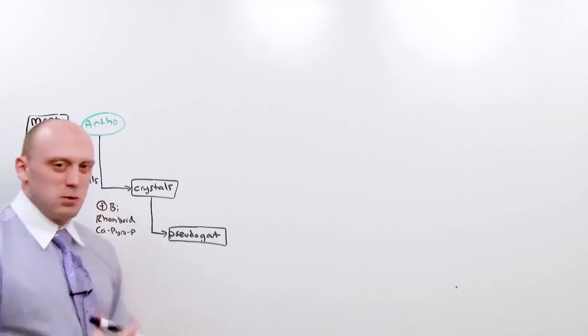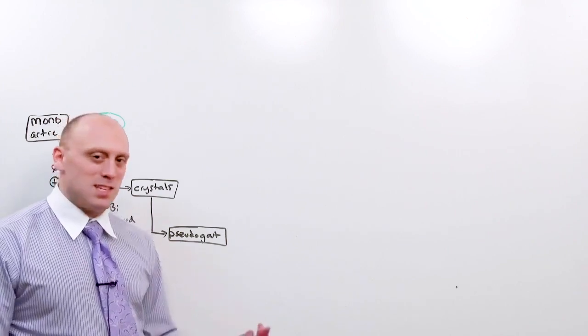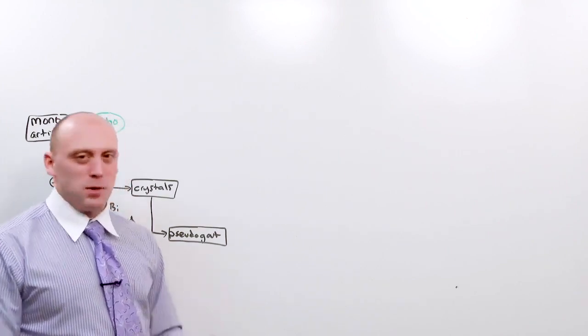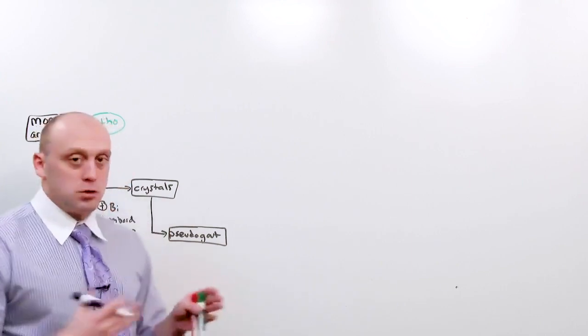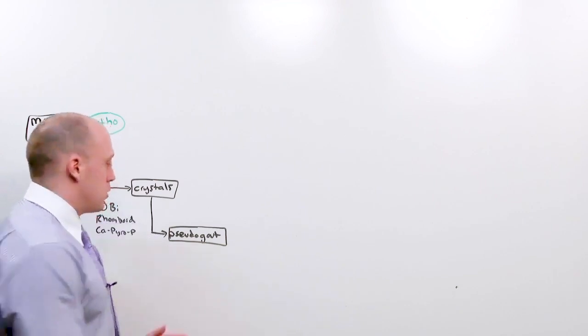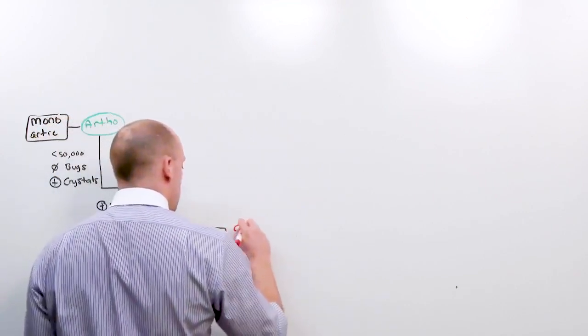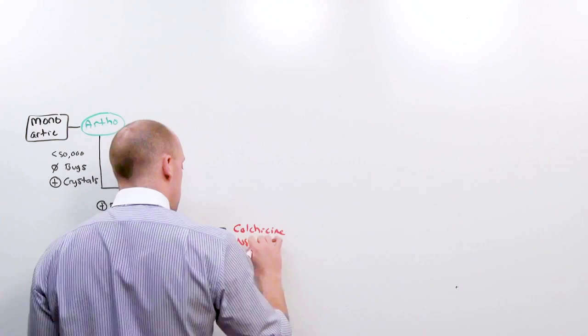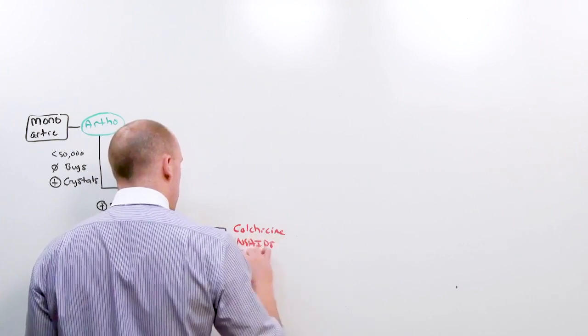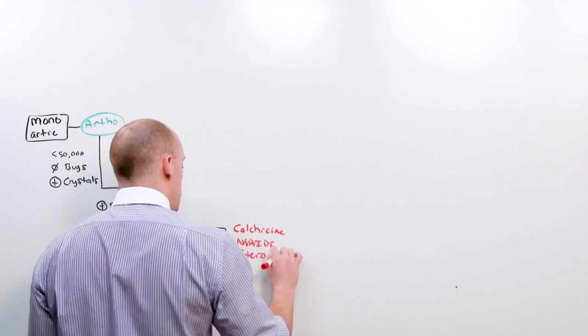It's usually associated with some other chronic metabolic condition that's leading to this, and you treat the pseudogout by treating the underlying condition. If you see pseudogout, treat the flare. The flare is going to be treated by colchicine, NSAIDs, or steroids. And really they are equivalent to each other.